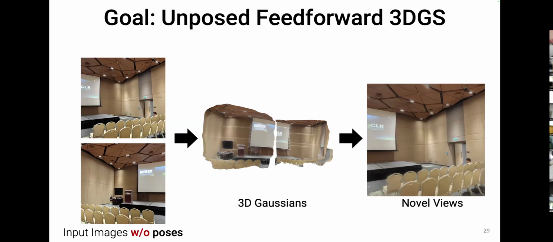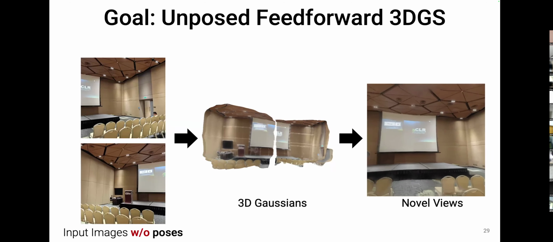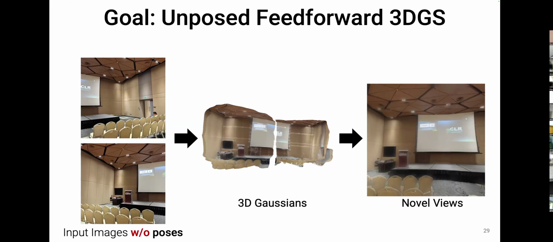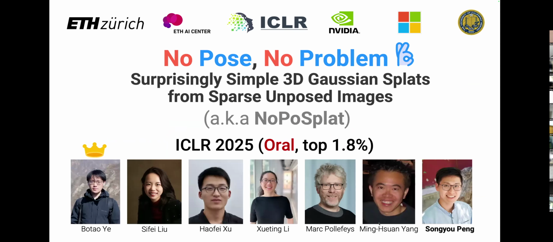It sounds like it's just removing the camera poses. Actually, it's not trivial how to achieve that. So this comes to the work from just last week, ICLR 2025, called No Pose, No Problem, NoPoSplat. Basically, the work explores how to design generalizable 3D Gaussian splats from sparse and unposed images. It's very simple, but we will show why it works.